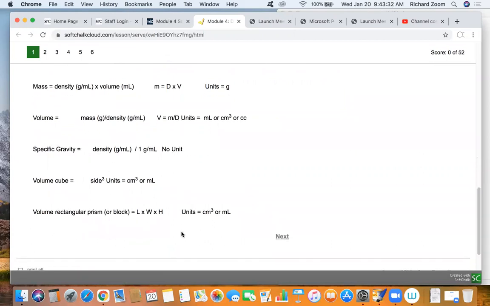I think you're all aware of the formulas for the volume of a cube, which is side cubed, and the volume of a rectangular prism or block, which is length times width times height. Does anybody have any questions so far?